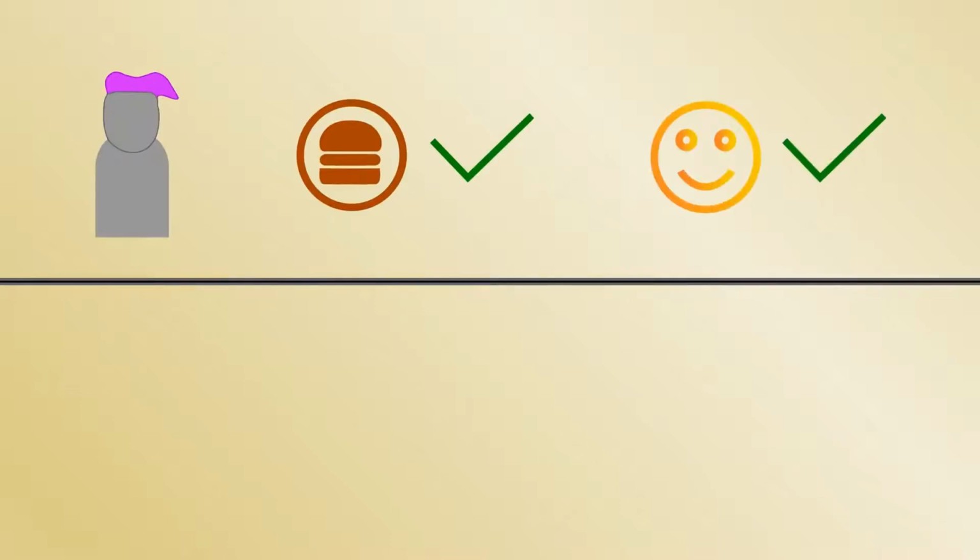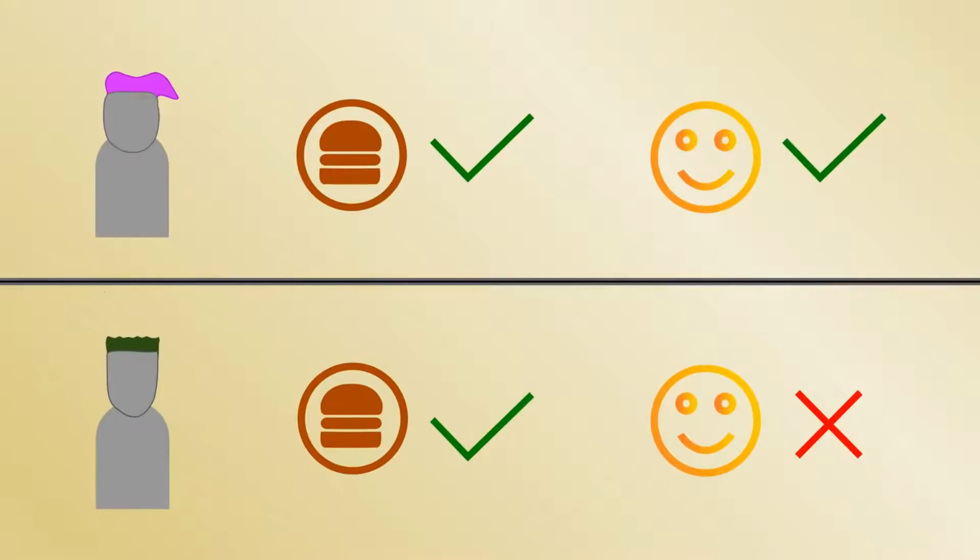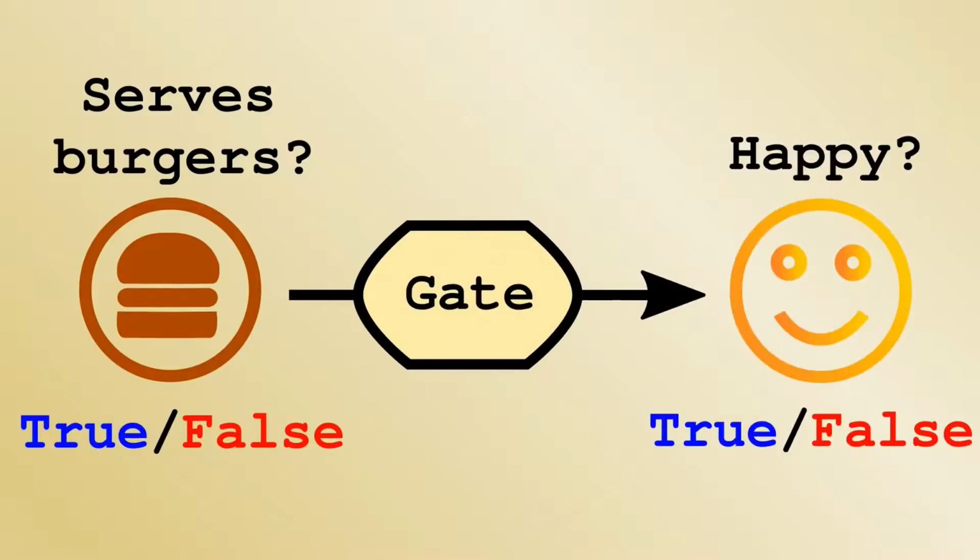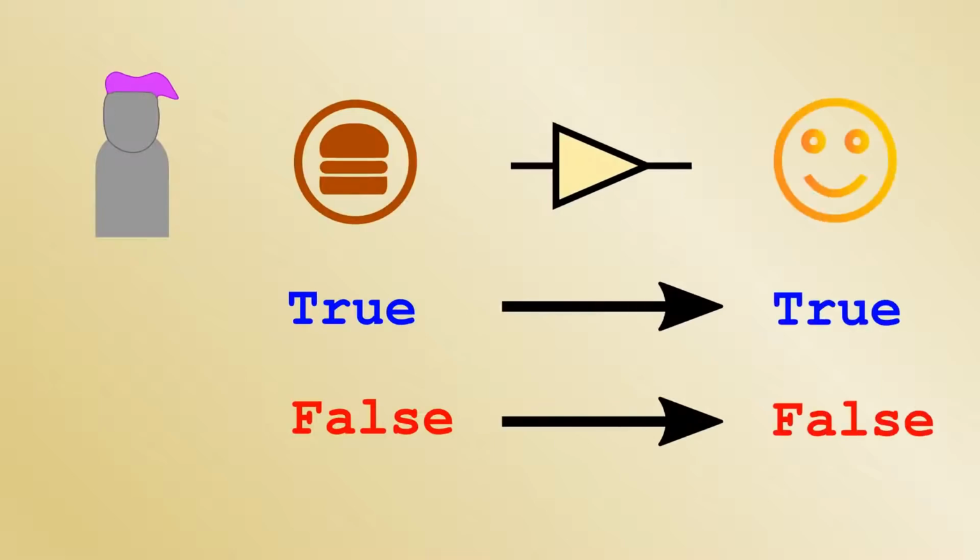Alice is happy when the restaurant serves burgers. Bob is happy when the restaurant does not serve burgers. We can think of evaluating restaurants in this case as something called a gate, an object which takes a binary input, true or false, 1 or 0, and returns a binary output. In this case, the input is whether the restaurant has burgers, and the output is if someone is happy with the restaurant.